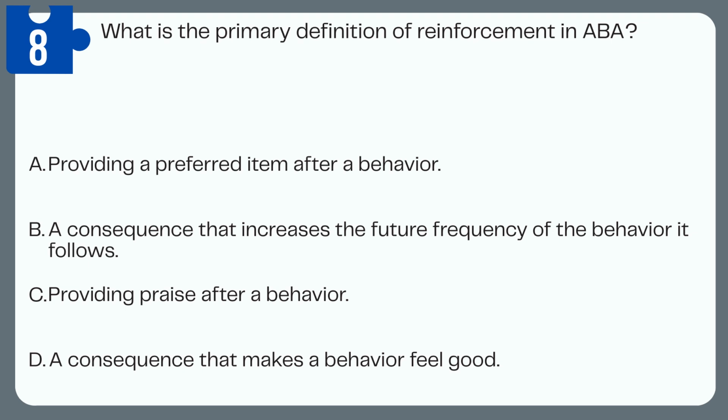Question 8. What is the primary definition of reinforcement in ABA? A. Providing a preferred item after a behavior. B. A consequence that increases the future frequency of the behavior it follows. C. Providing praise after a behavior. D. A consequence that makes a behavior feel good.